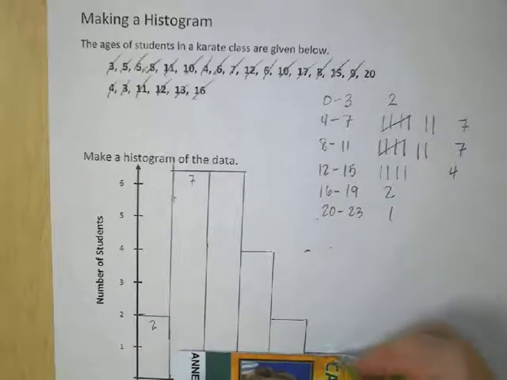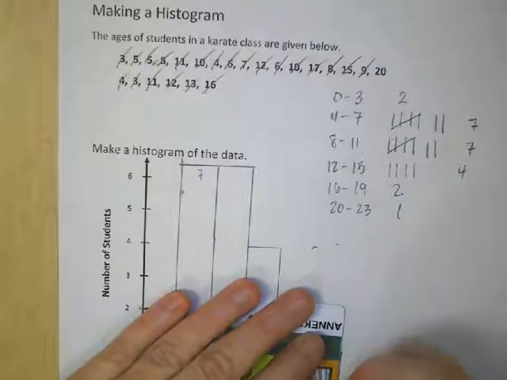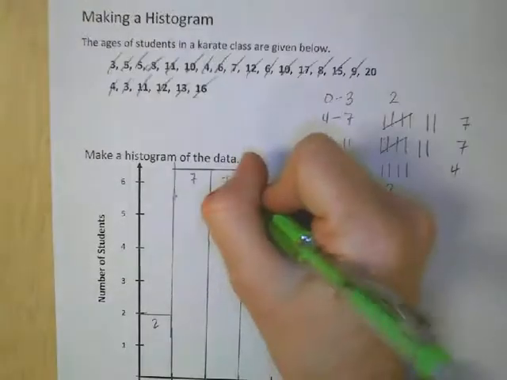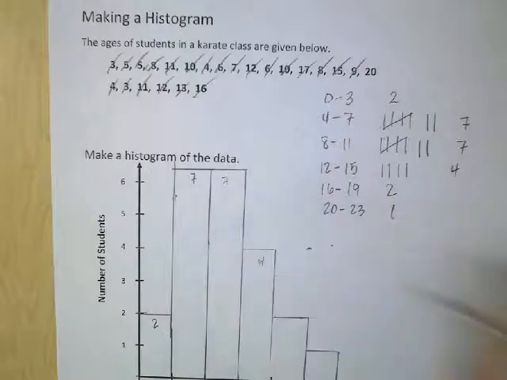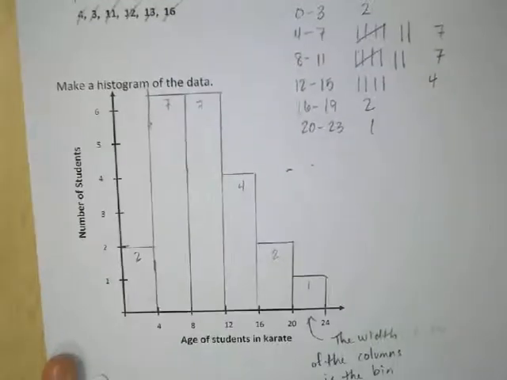It would be nice if I had a longer ruler, but I don't. All right, so 7, 7, 4. You don't have to put these numbers, but they're kind of helpful. Makes it easier to read. Okay, so there we go.